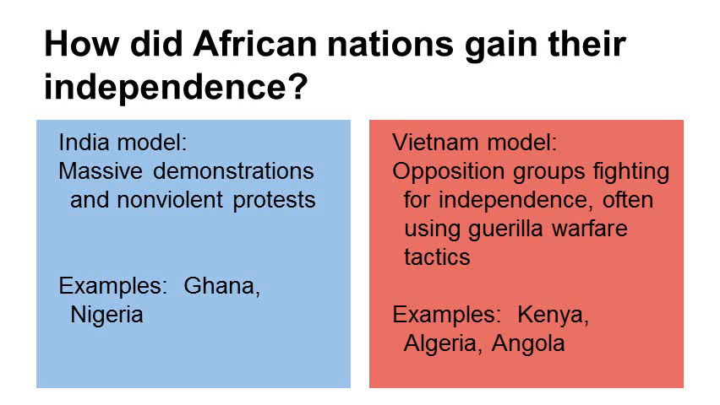How did the African nations gain their independence? Well, this is an oversimplification, but really you can look at two different examples that we've already studied. There's what we'll call the India model, where the nations in Africa were protesting, but it was very nonviolent in nature, and that became a pathway to independence. And this would be the case in Ghana and Nigeria. And then we'll look at what we call the Vietnam model. This is where opposition groups emerged, and they were fighting for their independence, often using guerrilla warfare tactics. This would be more the case in places like Kenya, Algeria, and Angola.